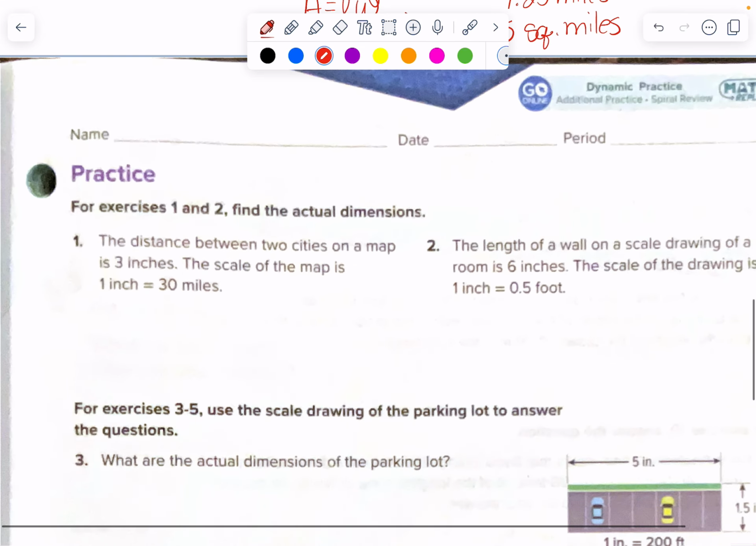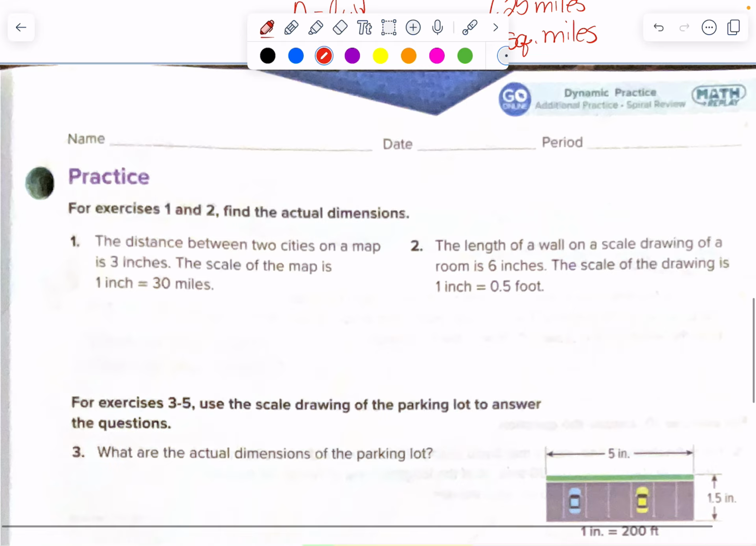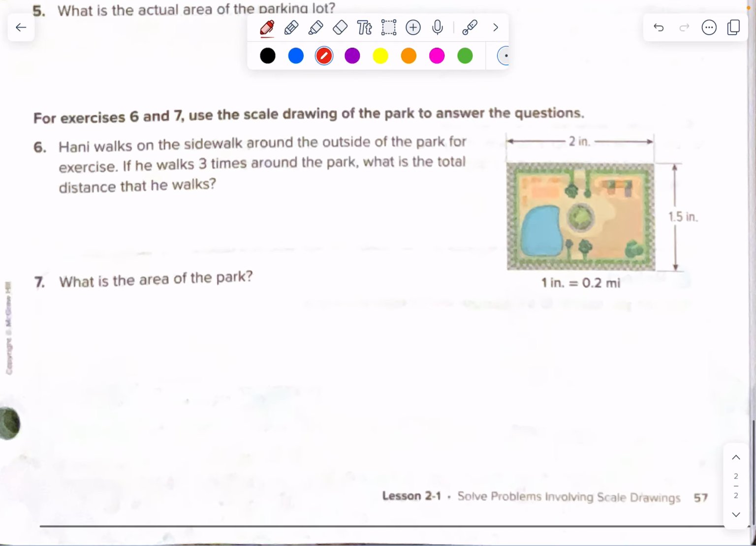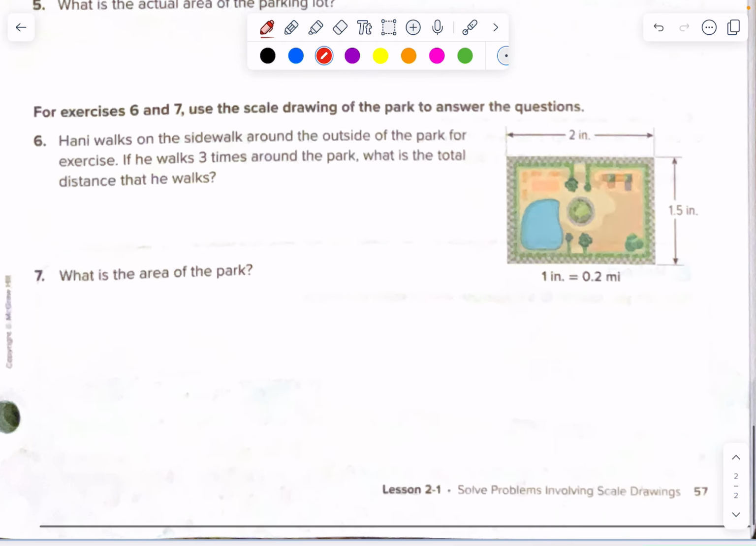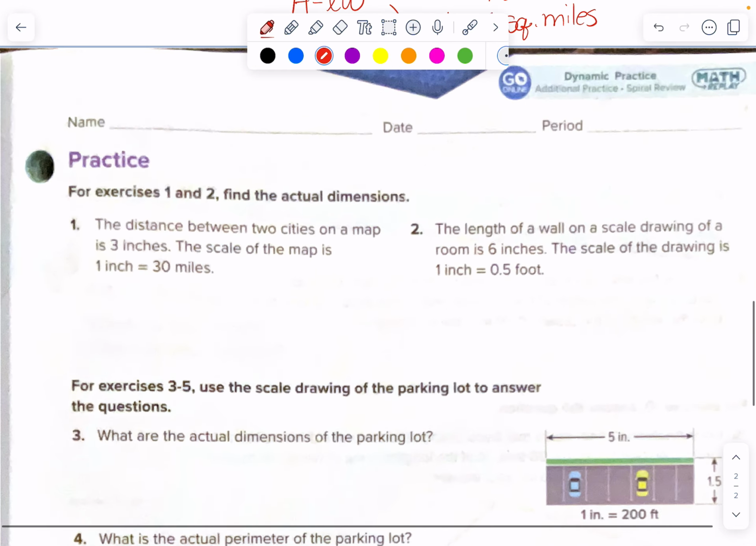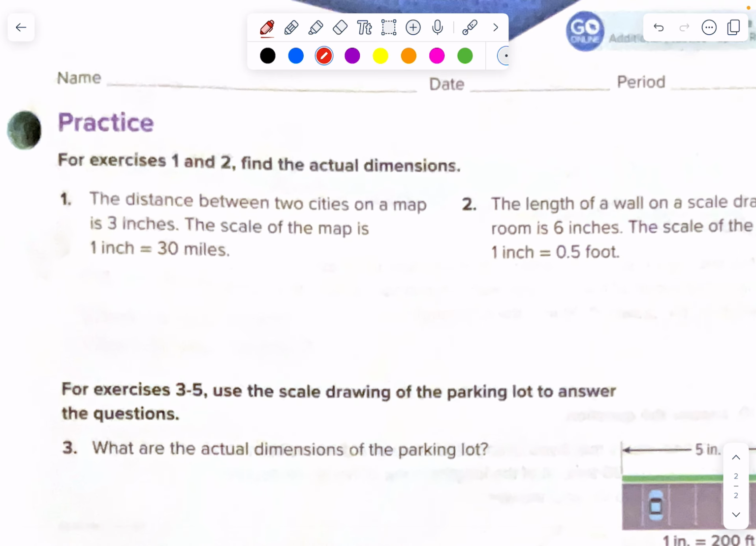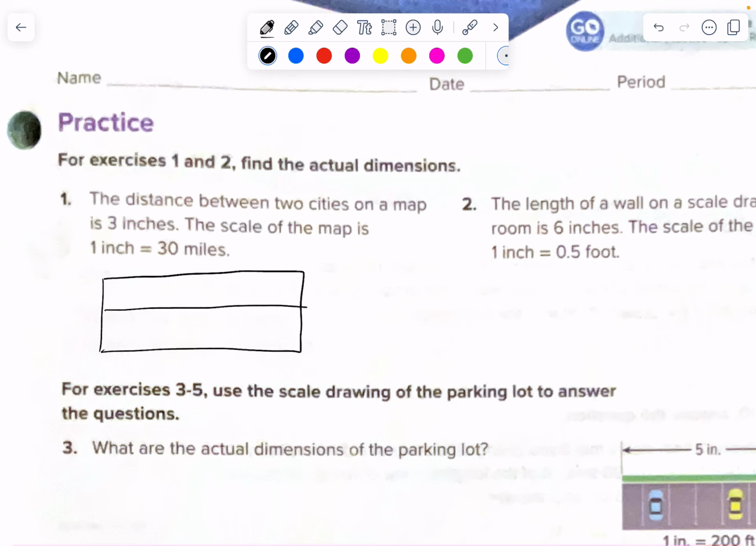All right, so we're going to look at a couple more examples. This is in your workbooks, page 57, I believe. Okay. So the distance between two cities on a map is 3 inches. The scale of the map is 1 inch is equal to 30 miles. And so we can use that ratio table, with inches and miles.